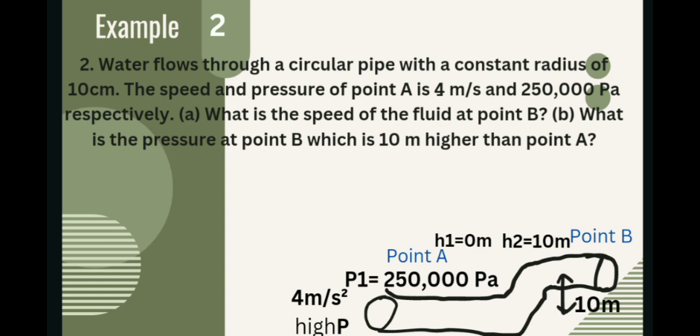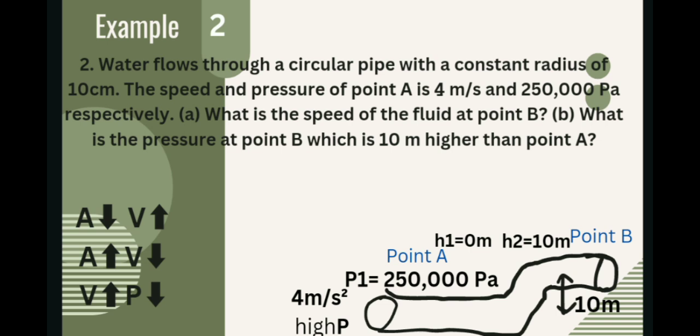So you know that if the area decreases, the speed will increase. And if the area increases, the speed will decrease. However, the radius of the pipe doesn't change, so the area is constant, which means the speed has to be constant, based on this equation. A1 V1 equals A2 V2. So the speed is not changing, so the speed at point B is 4 meters per second.